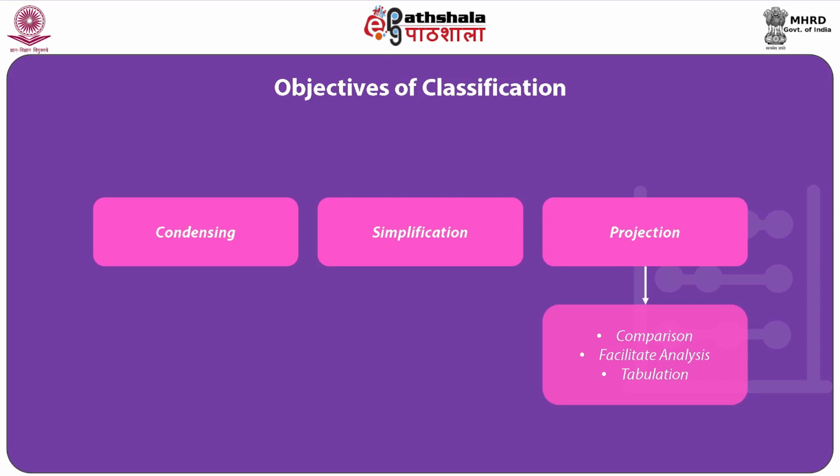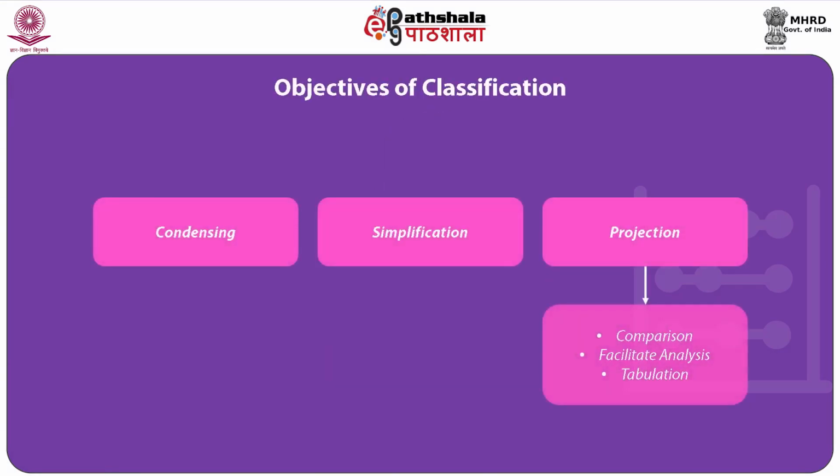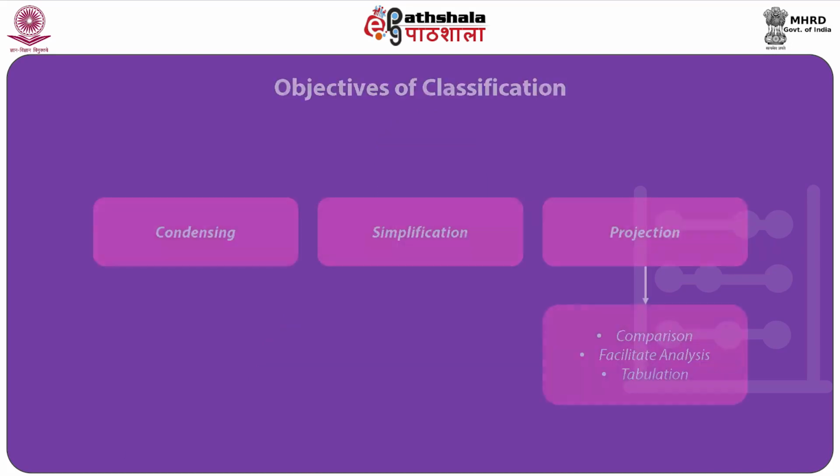Mainly, classification is done for condensing. The major objective of classification is to present the huge data in condensed form, so that the same may be easily grasped and comprehended. The second objective of classification is simplification: to simplify the complex and scattered data into concise and logical form, so as to make it easy to understand and use. The third objective is projection: to project the similarities and dissimilarities existing in the data into a clear format.